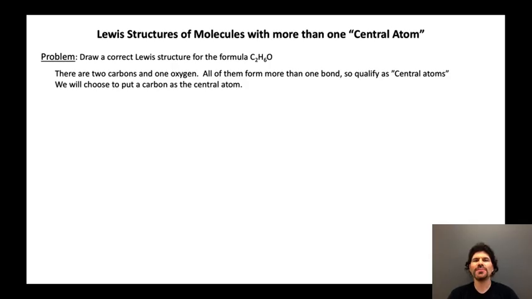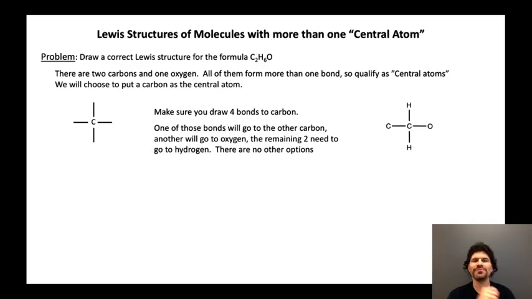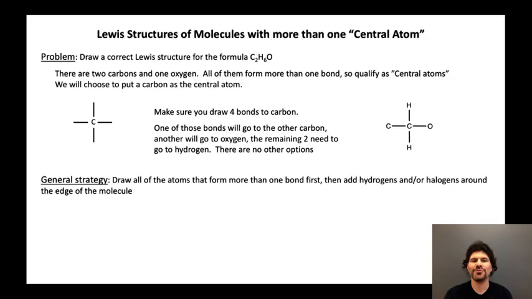So we're going to choose to put a carbon as the central atom because it's going to form 4 bonds. Okay, so we'll draw a carbon and make sure we draw 4 bonds to that carbon. One of those bonds will have to go to the other carbon, and another will go to the oxygen, and then the remaining 2 will have to go to hydrogen. So there are no other options.